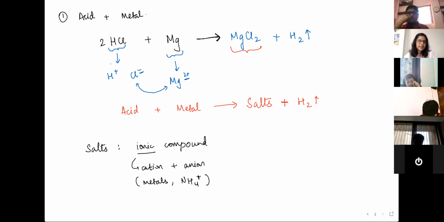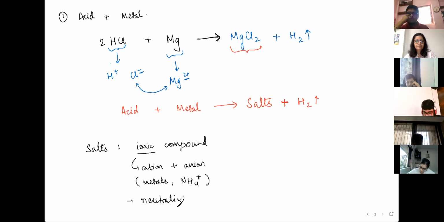So as long as the cation is not hydrogen, usually it's either a metal or a polyatomic ion like ammonium ion. So that would be a salt. And usually you get salts from neutralization reactions, like when acids react with basic substances. Could be metal oxide, not just bases like sodium hydroxide, potassium hydroxide, could be any sort of basic substance.